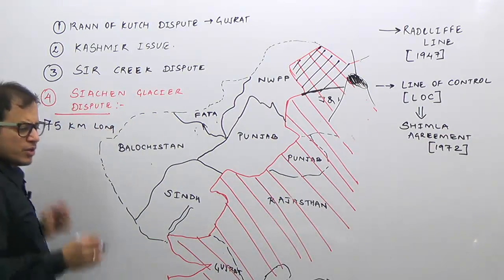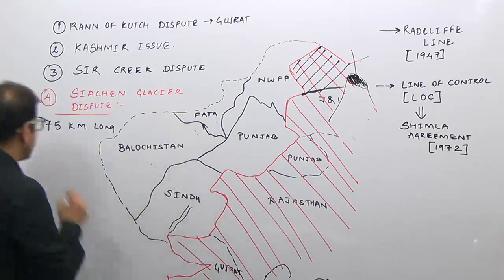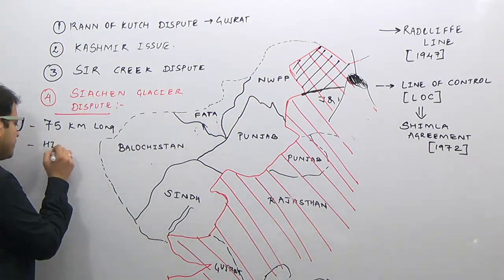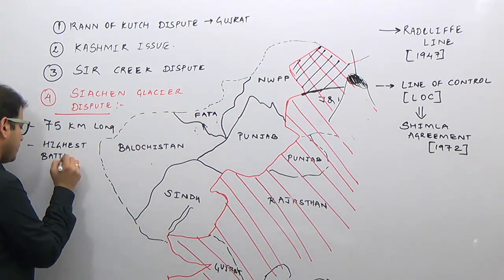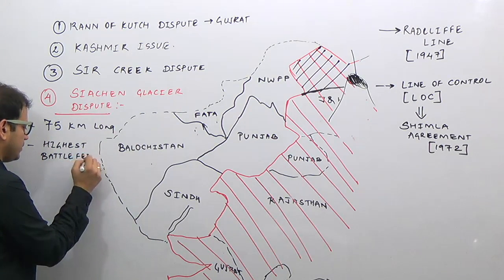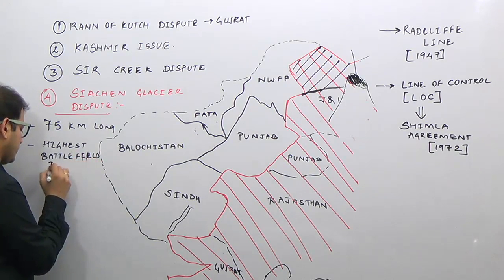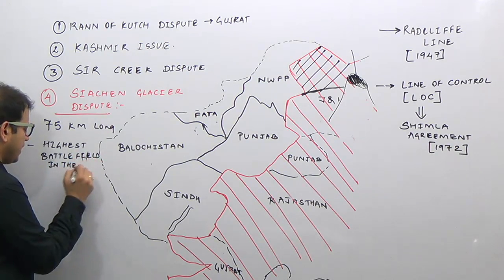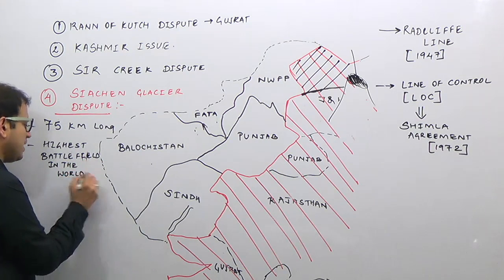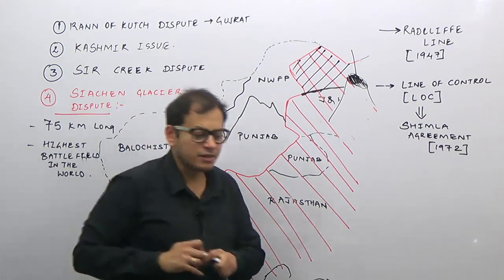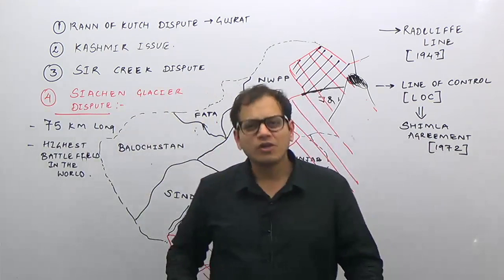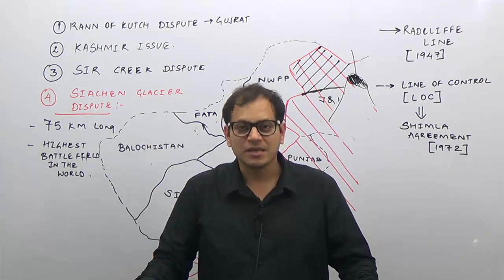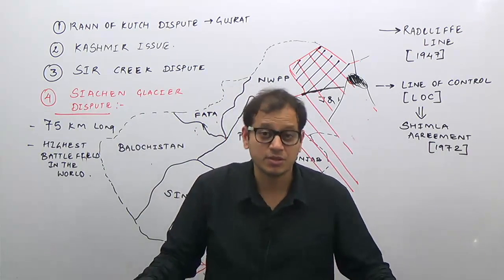And remember about the Siachen Glacier, it is the highest battlefield in the world. And because it is the highest battlefield in the world, obviously the conditions here are very harsh, and therefore a lot of casualties happen in these conditions, and keeping up the force in these conditions is very difficult.